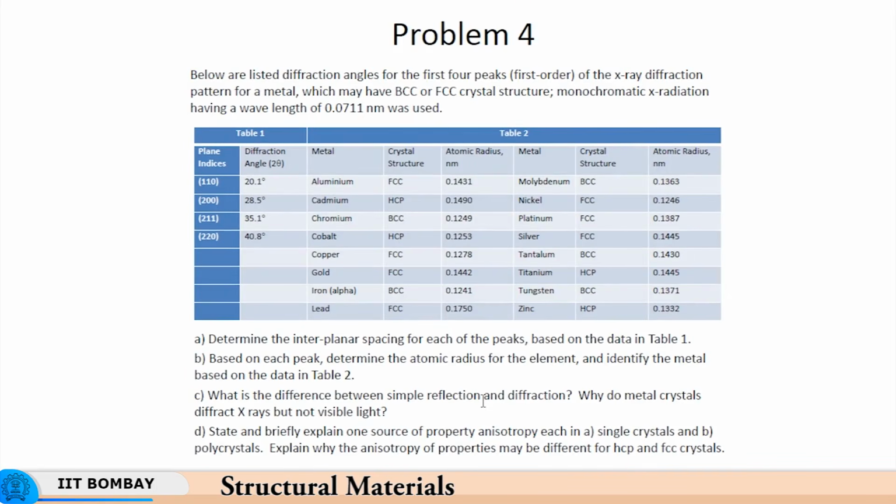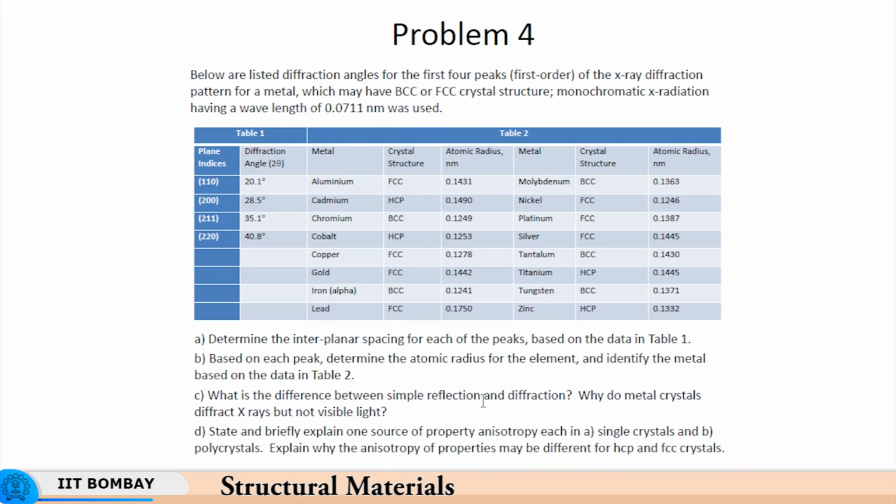The problem 4 is another interesting problem, where we have different diffraction angles for the first 4 peaks. So these are first order diffraction angles. So basically in Bragg's law you have 2d sin theta equal to n lambda. So there n is equal to 1. That is what it means.